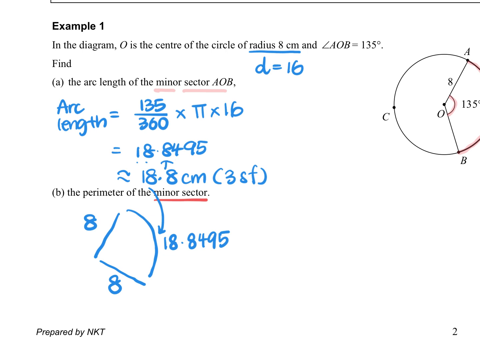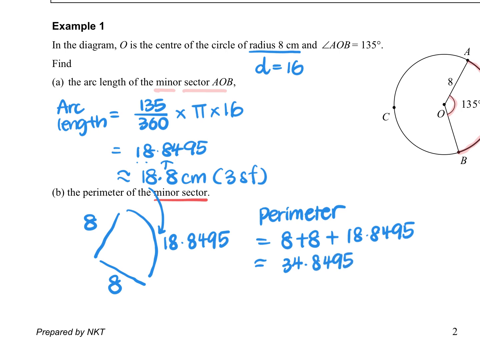So we're going to find the perimeter. We should add all of them together. Perimeter equals 8 plus 8 plus 18.8495. Then we will get the number 34.8495, and we should round this off to 3 significant figures. 1, 2, 3, round down. So 34.8 cm, 3 sig fig. Have you gotten the answer? Okay, if that's the case, it is good. We have these basic skills already. Let's move on to the next question.